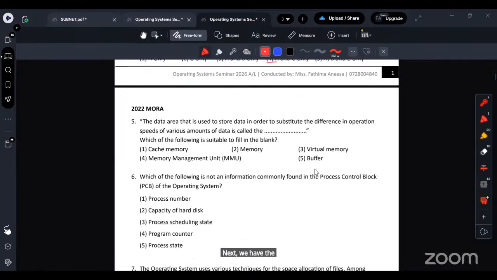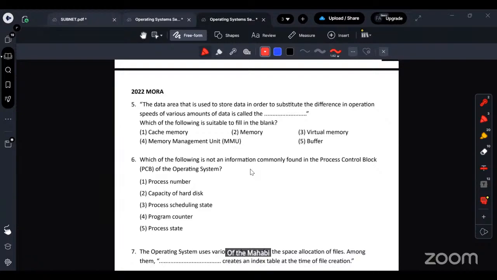Next, we have the 2022 paper. The data area that is used to store data in order to compensate for the difference in operation speeds of various devices is called the, what is it? Yes, correct. The answer is buffer.